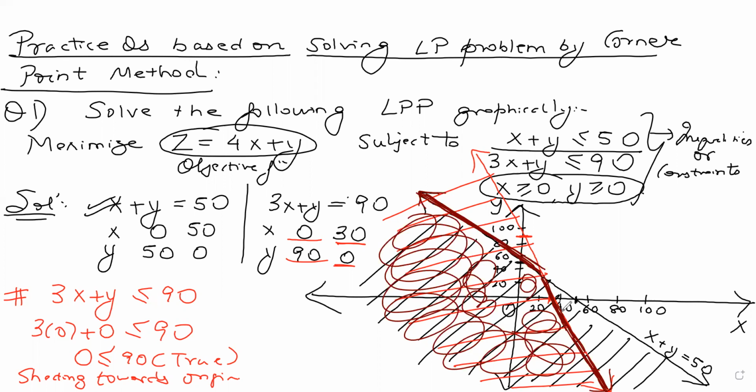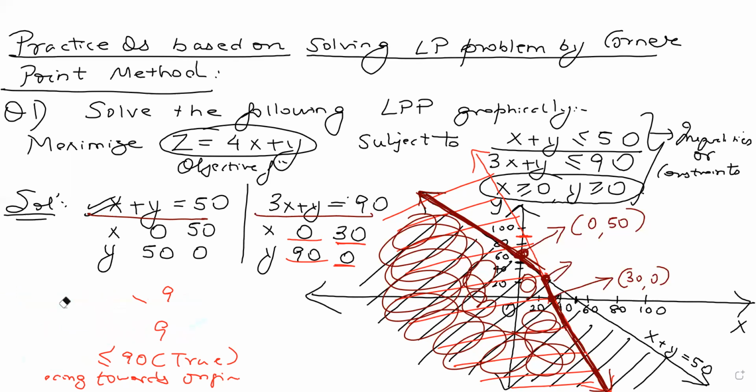Now, how do we find the corner points, guys? This is one corner point, which is 0, 50. This is another corner point, which is 30, 0. And then, guys, we have this point also, the point of intersection. Now, how do I find the point of intersection? You solve this equation and this equation simultaneously. You're going to get the point of intersection. We know how to solve two equations simultaneously using the method of elimination.